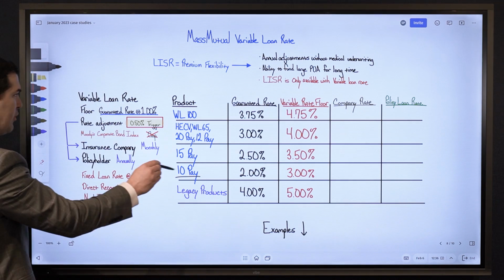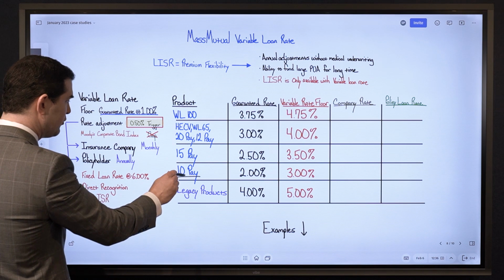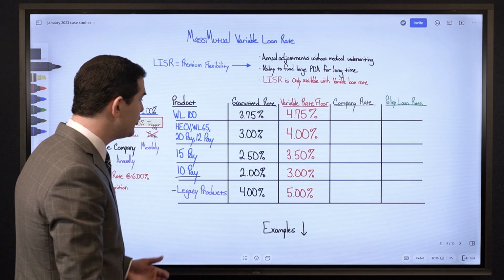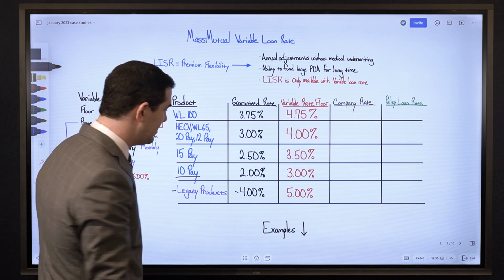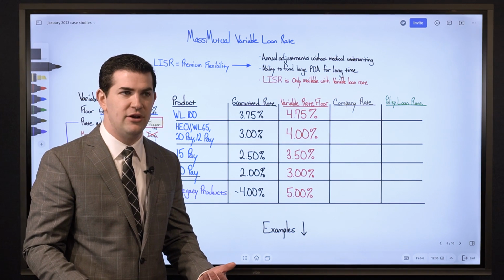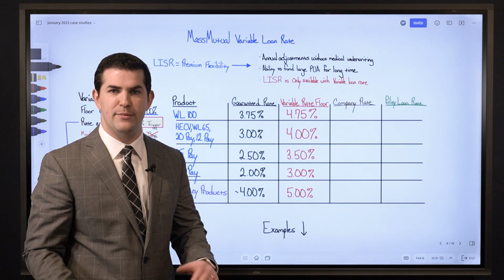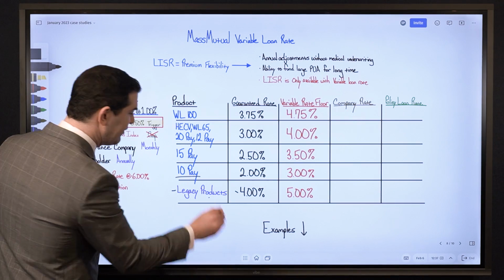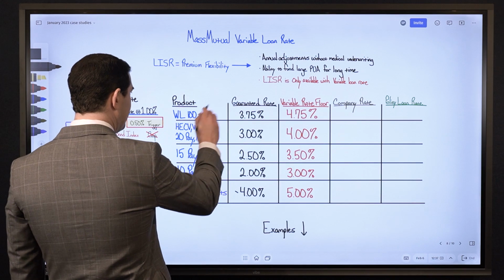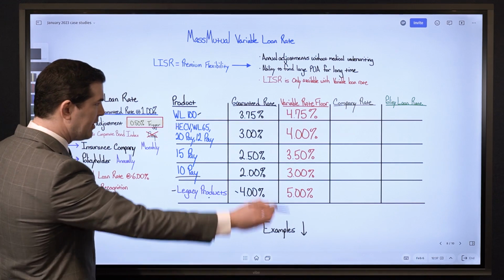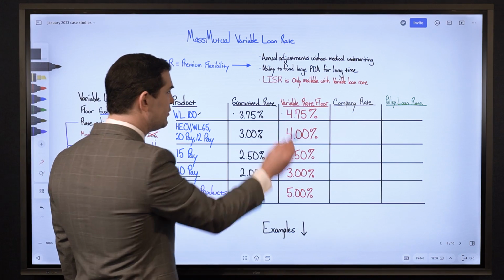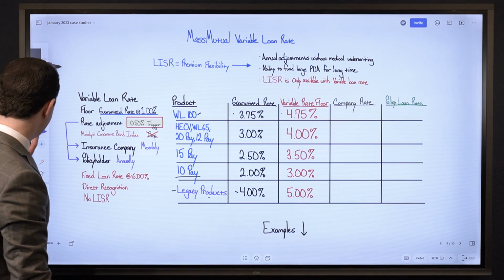We see different products. In blue, we see MassMutual's current products. And then in purple, we see legacy products. These represent the older MassMutual policies that had a 4% guaranteed rate that were started by individuals before the 7702 change, meaning if you purchased a policy before the year 2022, you likely have a legacy product. So let's begin up top with the Whole Life 100 product. That product has a guaranteed rate of 3.75%. So the variable loan rate floor is 4.75%.